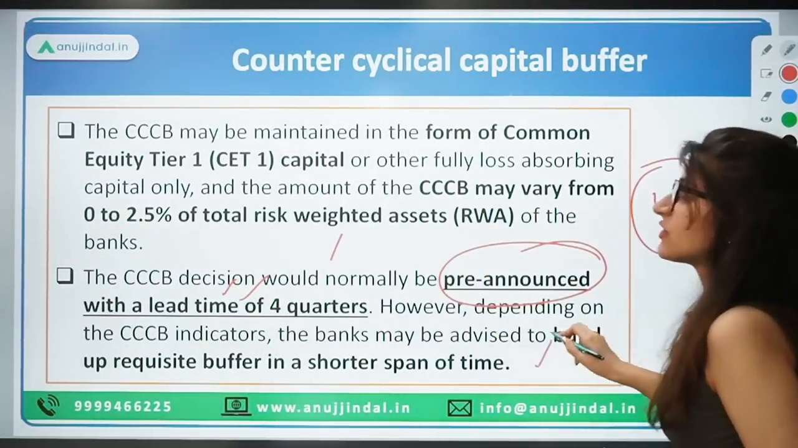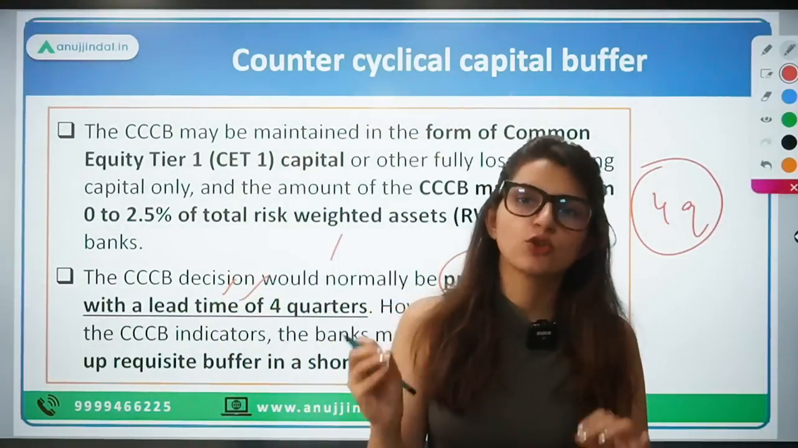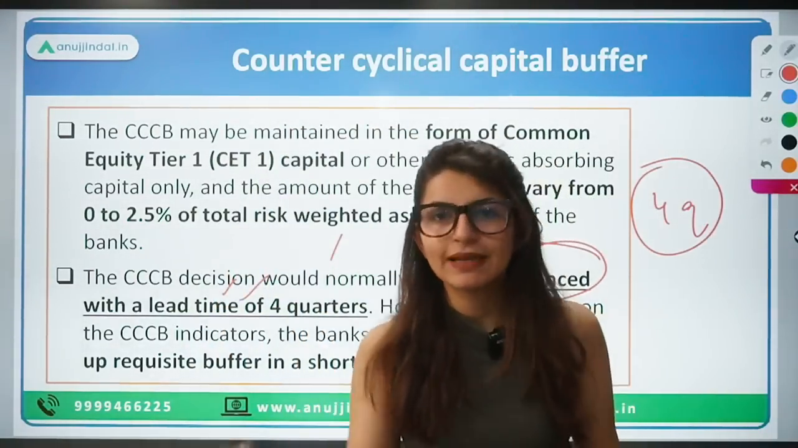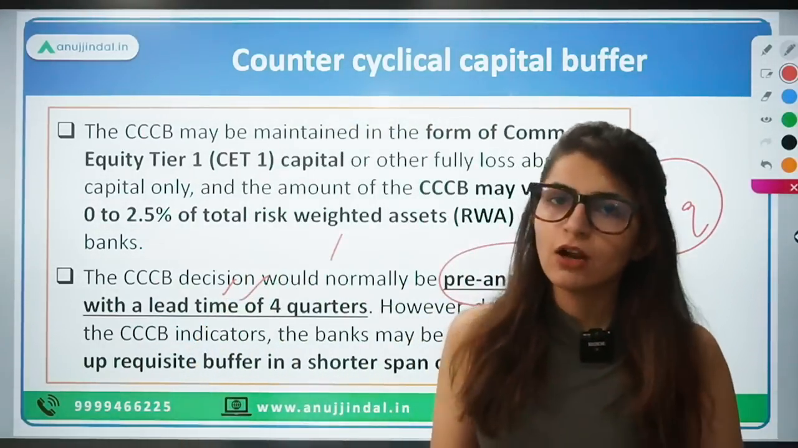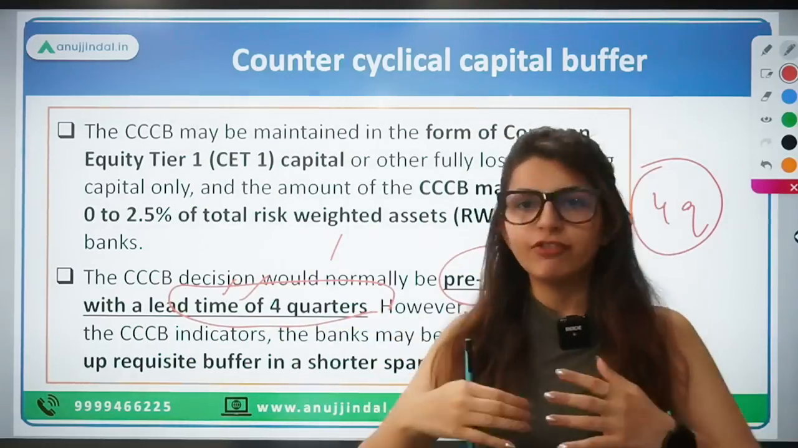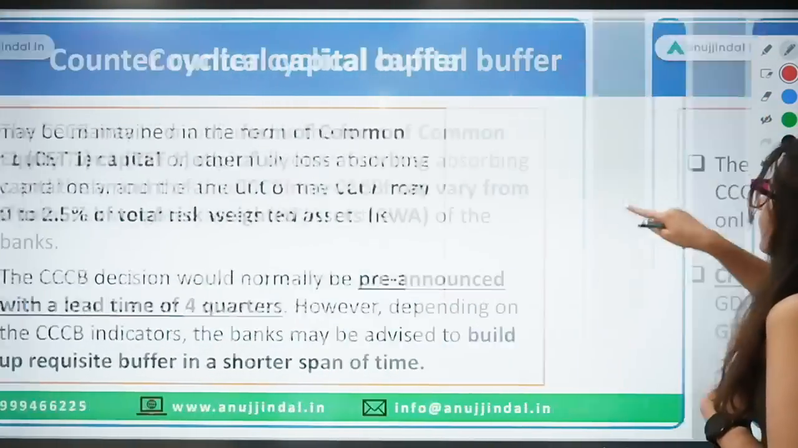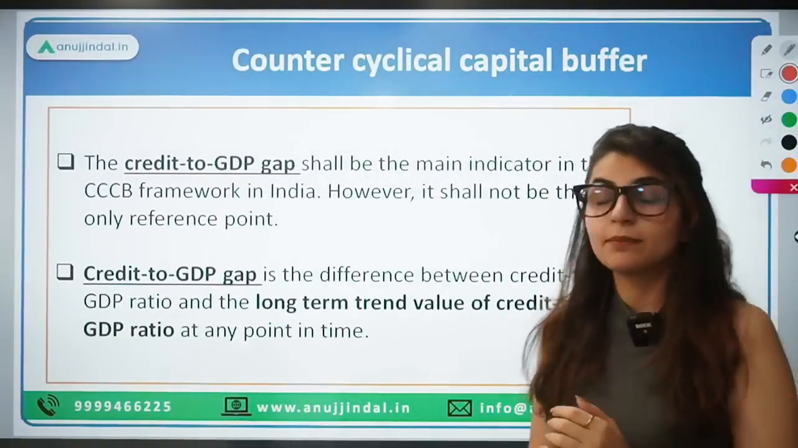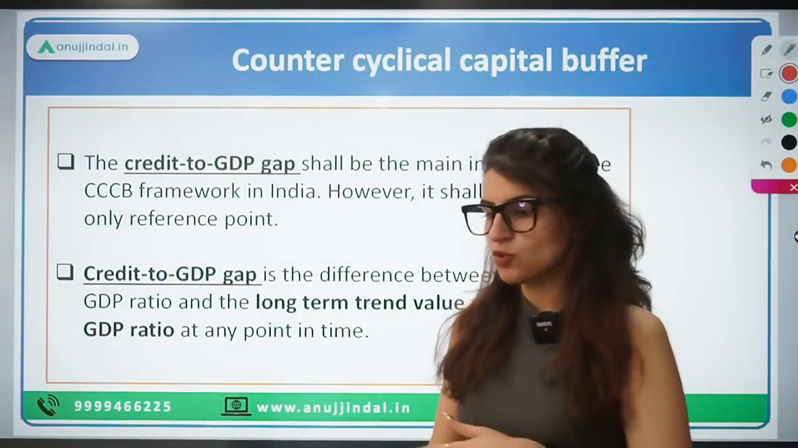However, agar koi aisi situation hoti hai ki shorter time period pe isko utilize karna hai, that can also be done. And if pre-announcement has to be made in a shorter span of time, then also it can be done. But usually the pre-announcement period is taken with the buffer or the lead time of 4 quarters. Okay. Now, ये समझ लिया कि what is the reason and what is the percentage and also when it is pre-announced, when it is announced.